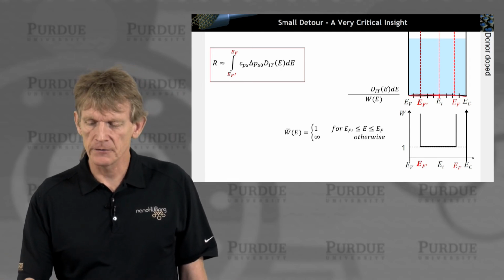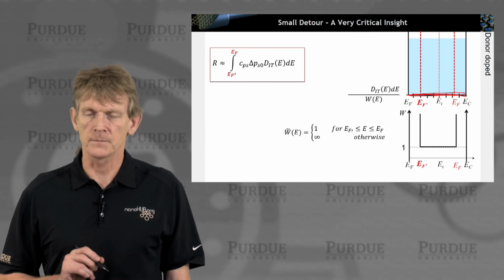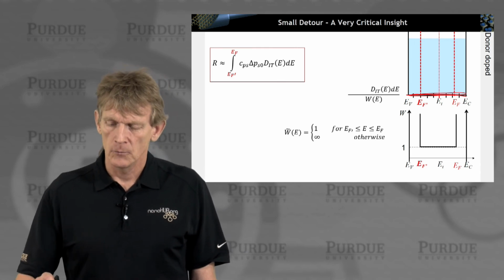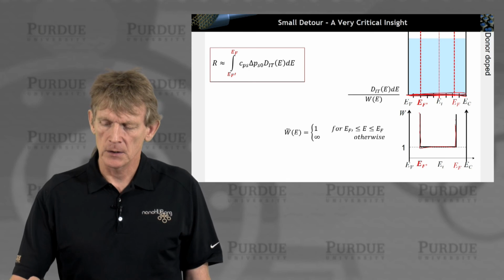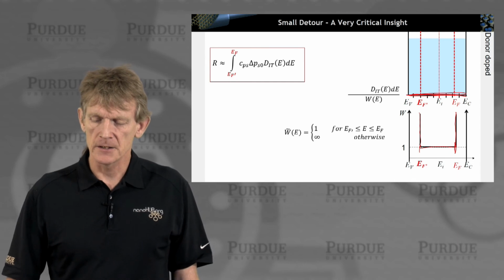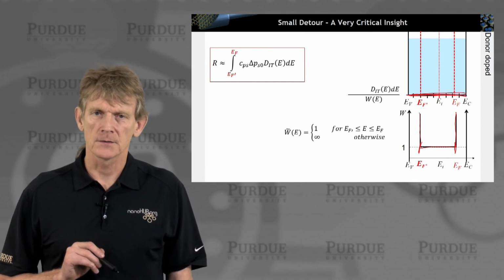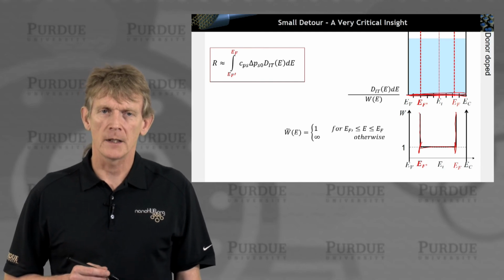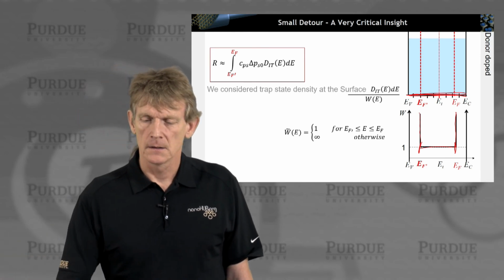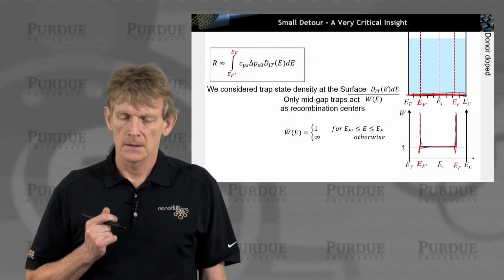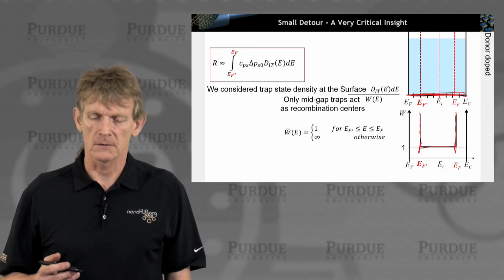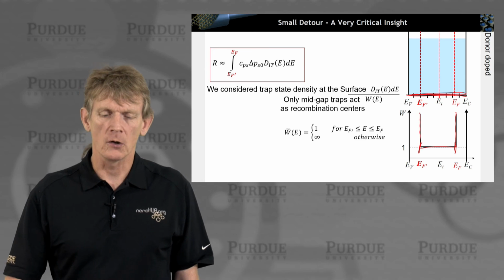In these discussions, in this derivation, we looked at these surface states that we assume to be distributed throughout the gap. We derived a windowing function that meant that any trap that is inside this energy range here is going to help recombine electrons with holes. Okay? So now the insight here is that only roughly mid-gap traps act as recombination centers, right? You have to be inside the window of EF.